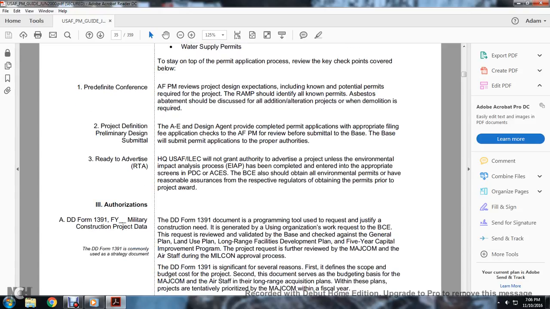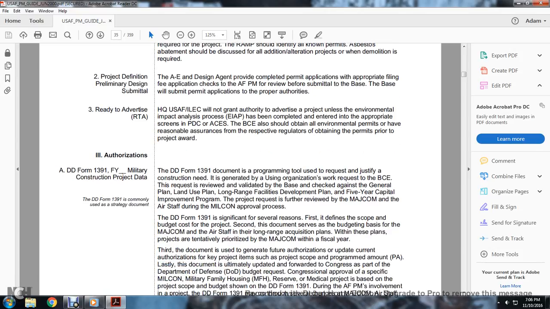Three: authorization of the Department of Defense Form 1391 for the fiscal year of the military construction project. The Form 1391 documentation program is used to request and justify construction needs. The using organization will request that the base civil engineer review the request, validate it with the base, and check it against the general plan, land use, long range facility development plan, and 5-year capability improvement program. The project request is further reviewed by the Major Command and the Air Staff during the military construction approval process.